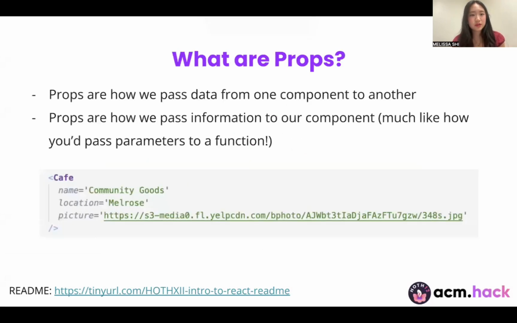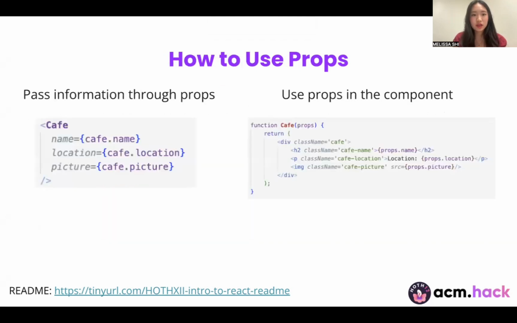So what are props? They are how we pass data from one component to another, and it's how we pass information to our component, much like how you'd pass parameters to a function. So this is an example of passing information to a component. So you can see we added the component, and then we made the name community goods, the location Melrose, and the picture, whatever picture you found online. So these are an example of props.